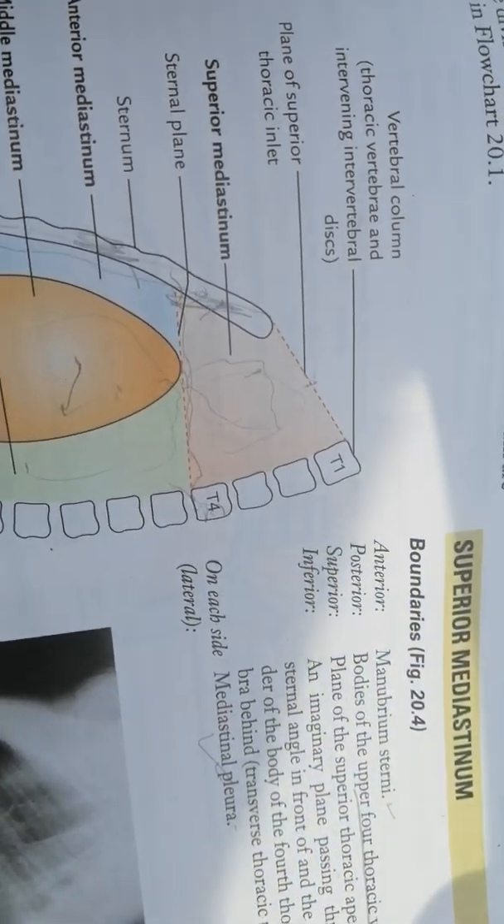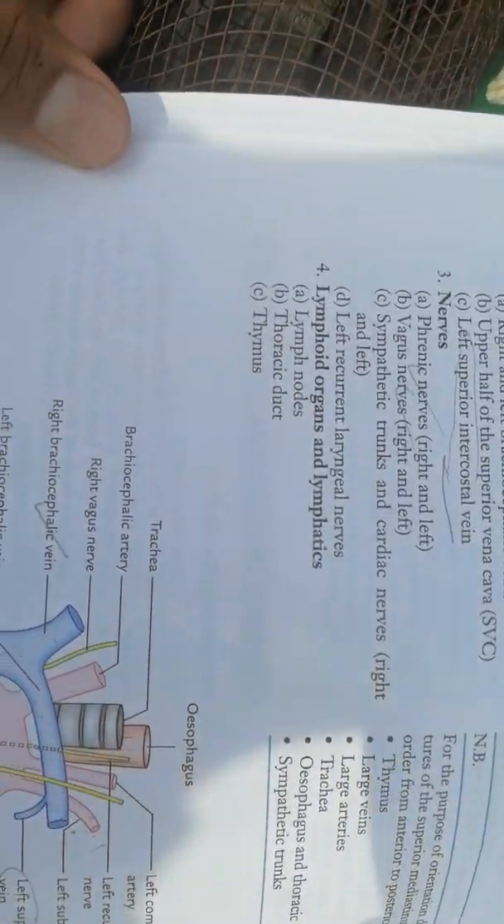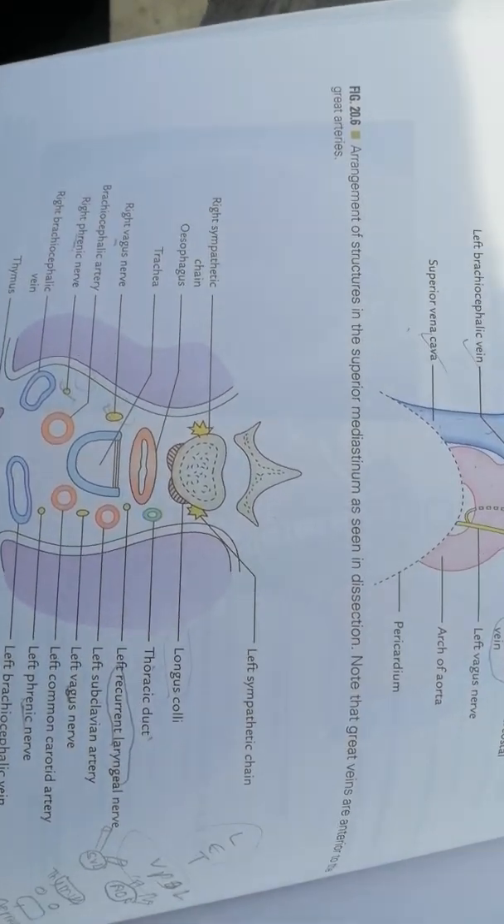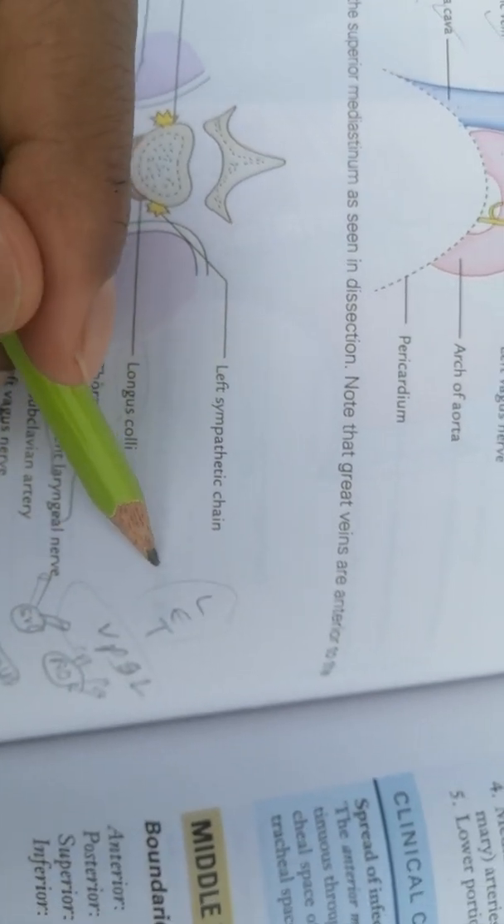On the sides there is pleura, or you can say mediastinal pleura. Now into the contents. The contents of the superior mediastinum are very important. You can see from the diagram. I'll also give you the mnemonic, that is LET VPL. Not VPN but LET VPL.